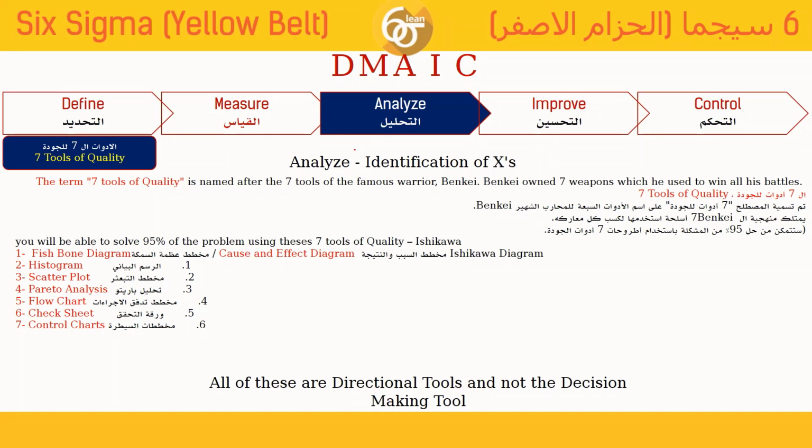There was a Japanese warrior whose name was Binky. What did Binky used to do? He always used to win any war he participated in. He had 7 weapons actually. These 7 weapons are not really weapons, not like guns or tanks or F-16s. No, they are 7 ways of calculating, 7 ways of analyzing.